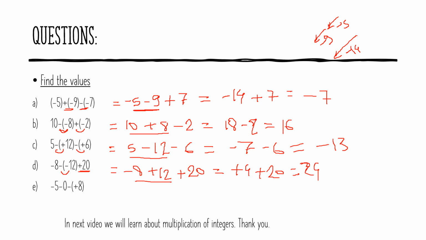Okay, the last question: minus 5 we will keep as it is, minus 0 we will keep as it is, then you see that these two symbols are together, so minus plus is minus 8. Let's solve these two first. Minus 5 minus 0 will be minus 5, then minus 8. Now I will solve these two, so minus 5 minus 8 is minus 13. So these are the answers. This is how you can solve the addition and subtraction problems of integers.